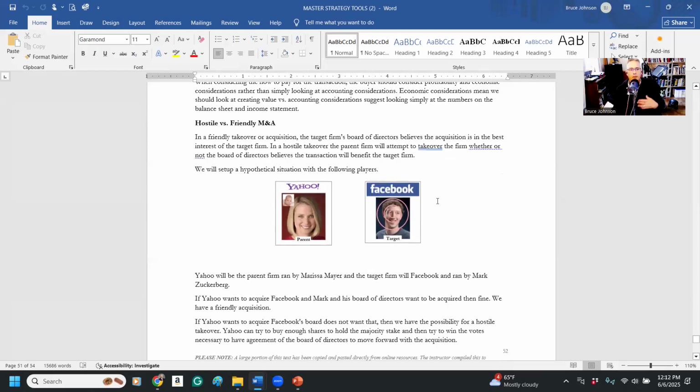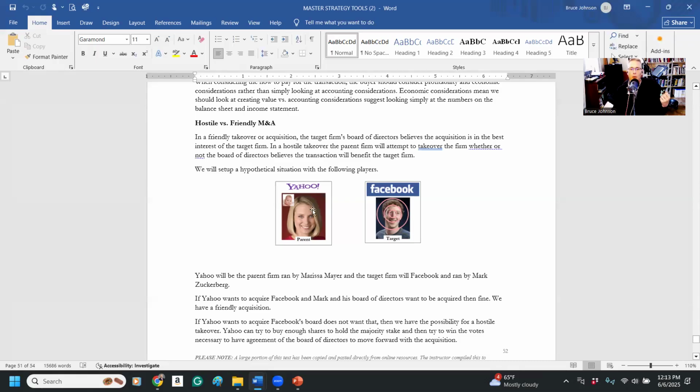There are also what are called hostile and friendly mergers and acquisitions, or takeovers. A hostile takeover: let's say Yahoo and Facebook. We'll pretend Facebook's not 90,000 times bigger than Yahoo, because back when I wrote this, they weren't. So if Yahoo's a publicly traded company and Facebook is just a new kind of startup that's only worth $50 million, Yahoo may want to target Zuckerberg and Facebook to acquire them.